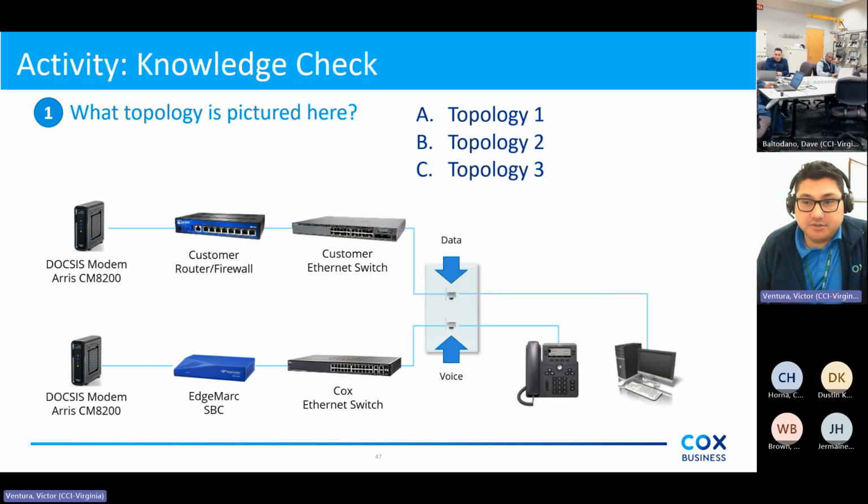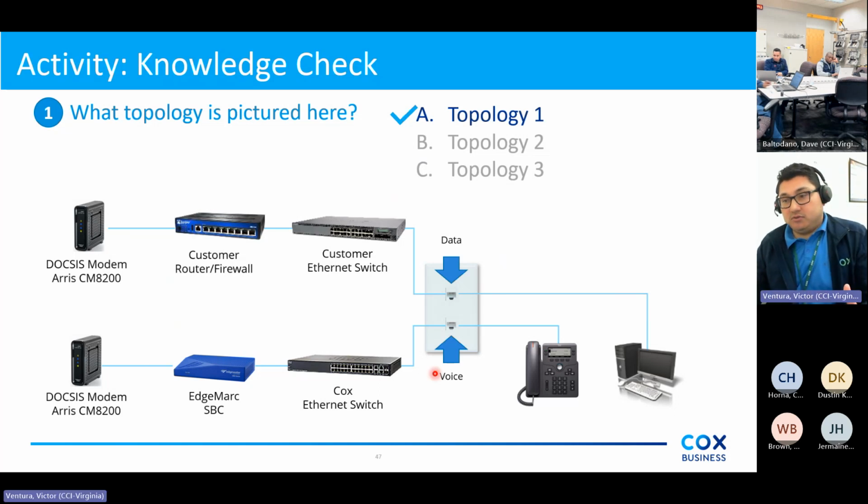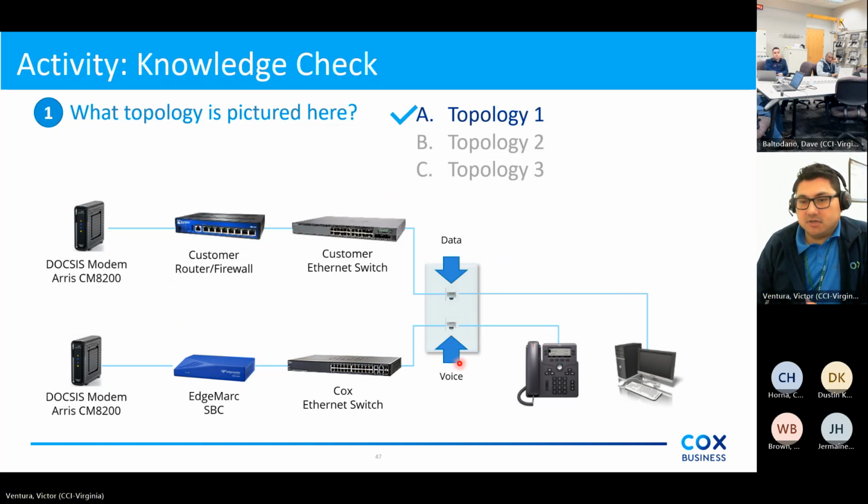Is it 1, 2, or 3? One. Topology 1. Now, with topology 1, we see that the customer's data and the customer's voice network run on separate networks, so each station needs to have dual Ethernet ports.